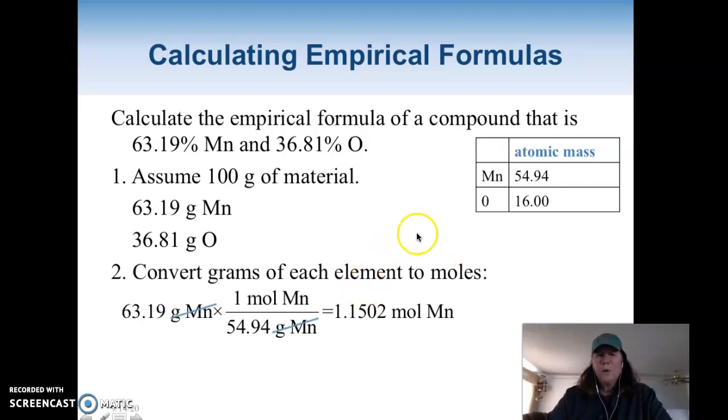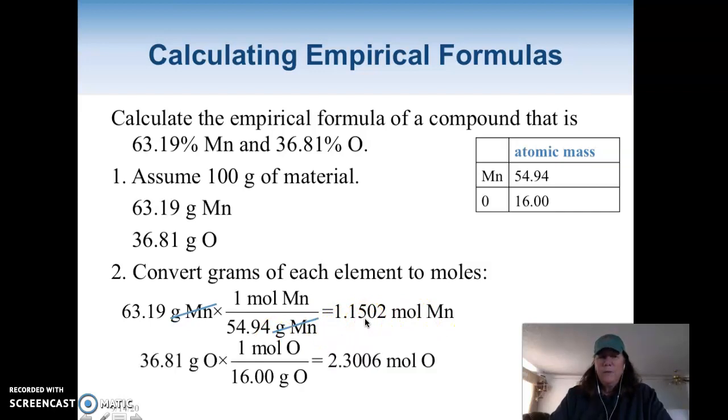So take your 63.19 and divide by 55. You can write it all out, but again, just divide by. I'm just trying to save you a few steps. That gives 1.15. Then we do the same thing for oxygen. We take the 36.81 and divide by 16. So now we know our moles. Now we've got 1.15 and 2.3. We look at these numbers and put the smallest one on the bottom, which is 1.15. So we divide 1.15 by 1.15, and 2.3 divided by 1.15. You always want the smallest number on the bottom.